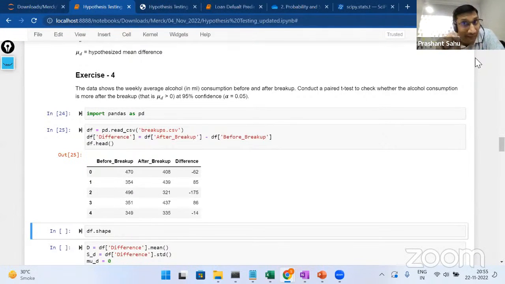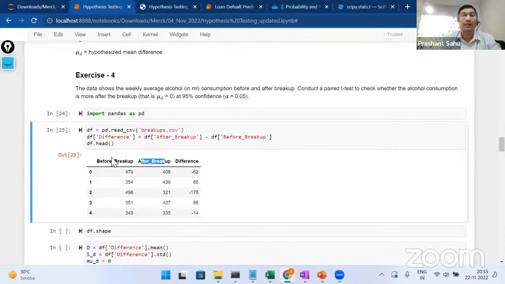Do we have enough evidence in favor of this hypothesis? What is the hypothesis? People tend to drink more after a breakup. That is a simple hypothesis. I want to validate this from the data set that we have. I've imported this file and calculated the difference as after the breakup minus before the breakup, basically column 2 minus column 1. So this is the difference I calculated.